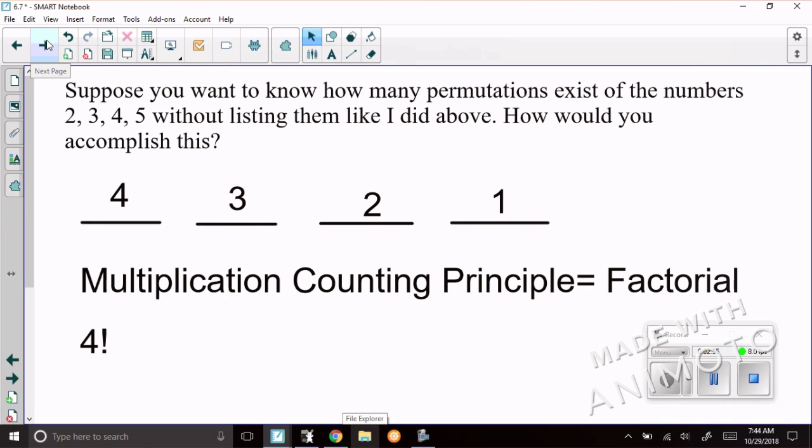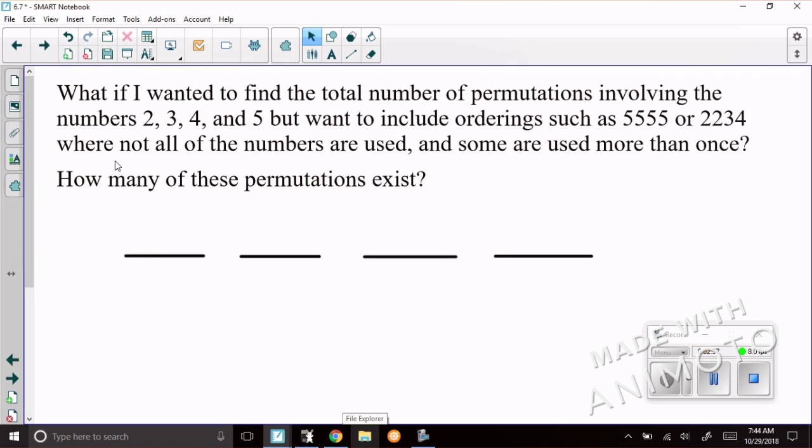Okay, let's look at other examples here. Okay, so how about this? What if I wanted to find the total number of permutations involving the numbers 2, 3, 4, and 5, but want to include orderings such as all 5s, or 2 2 and 3, or 2 2 and then 3 4, where not all of the numbers are used and some are used more than once. So how many of these permutations exist?